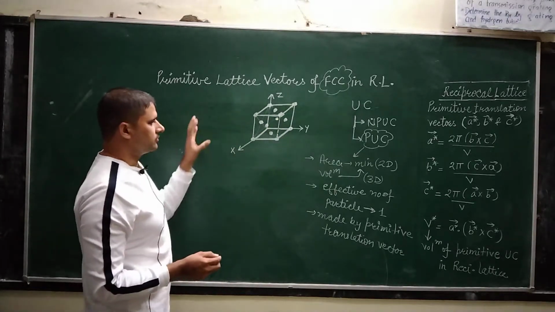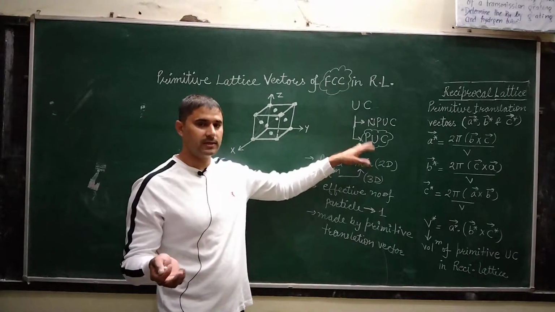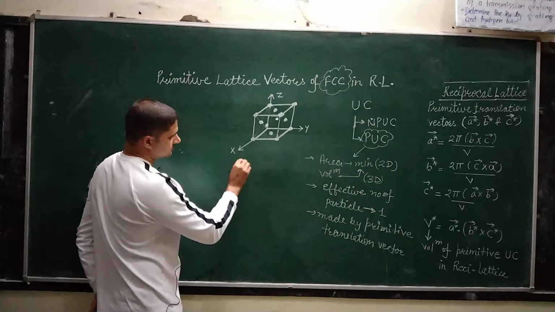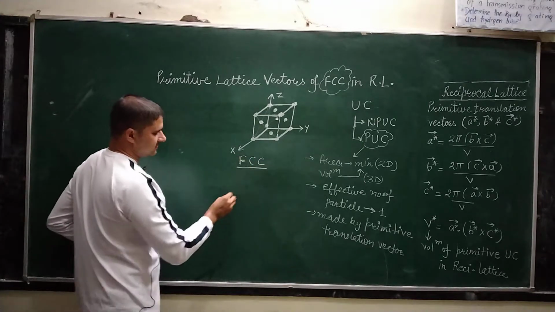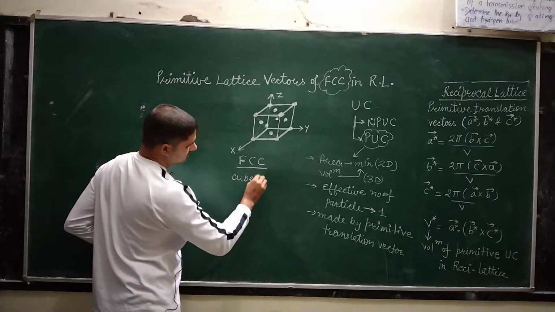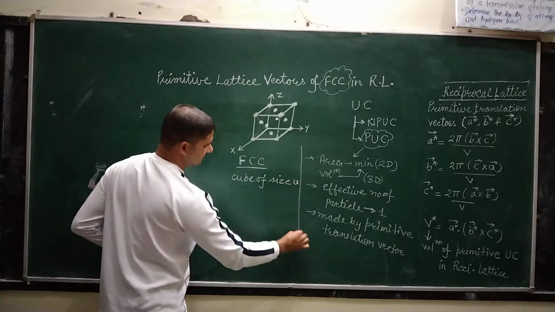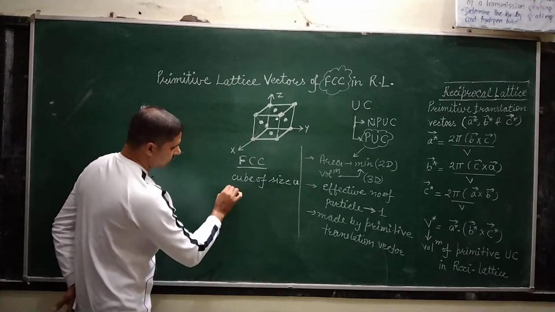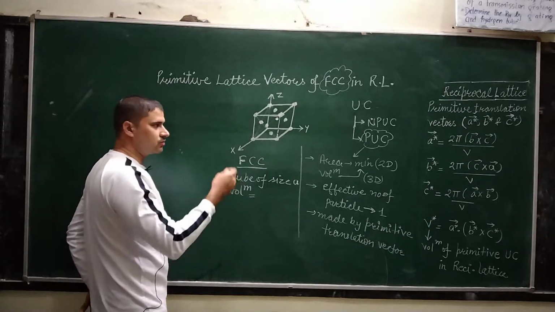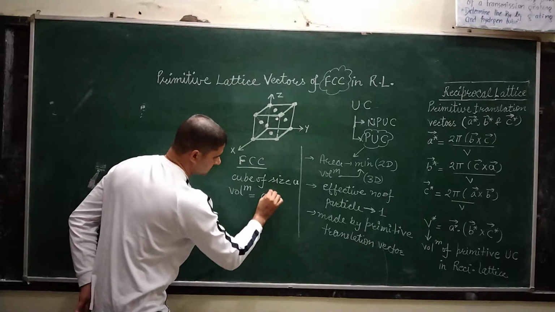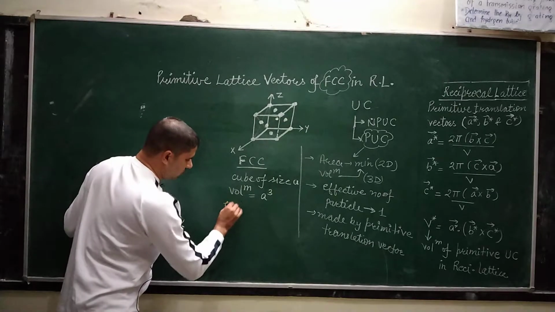So here firstly we will see whether this is a primitive unit cell or not. So what is FCC? This is basically a cube of size A. I am taking the size to be A. So what will be the volume? It is a three-dimensional structure, so A into A into A, it will be A cube, okay class. So now see what is the effective number of particles.